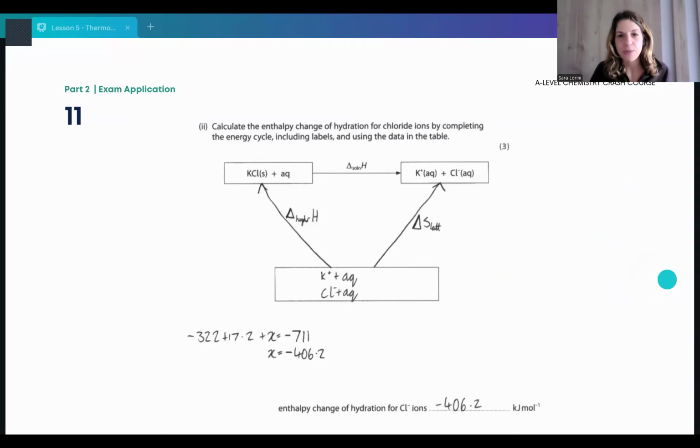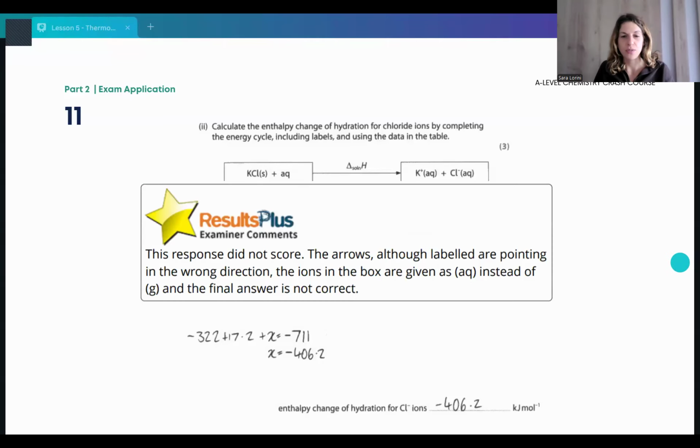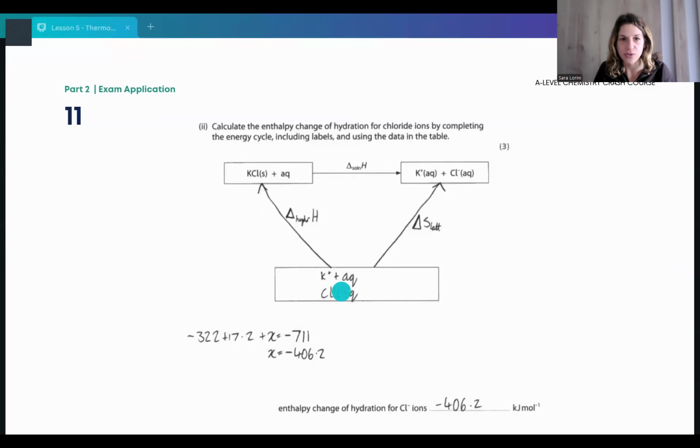Okay, let's go with this one. Cycle. Spot the mistakes if there are any. Okay, so no marks here because the arrows, even if they're labeled, are in the wrong direction. And the ions in the box are aqueous, but we know they're not aqueous, they are gaseous.